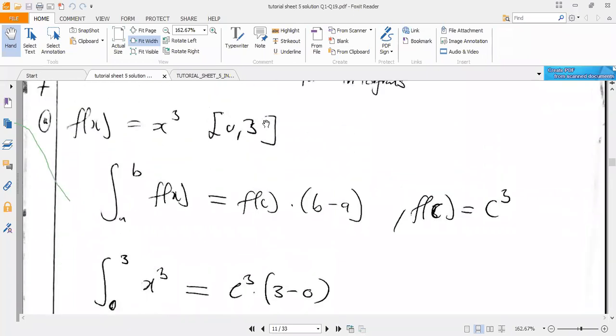You've seen the interval from 0 to 3. So it would be like 3 minus 0, not 0 minus 3.